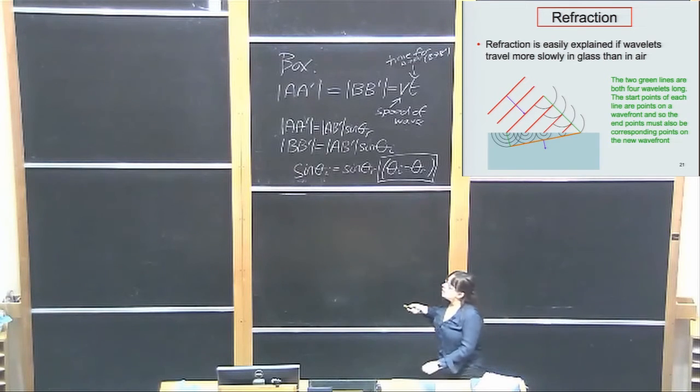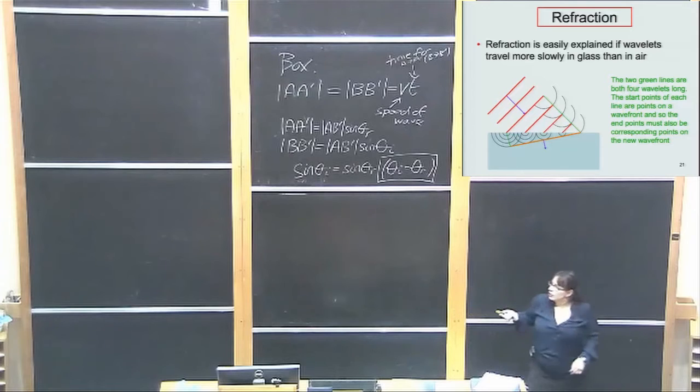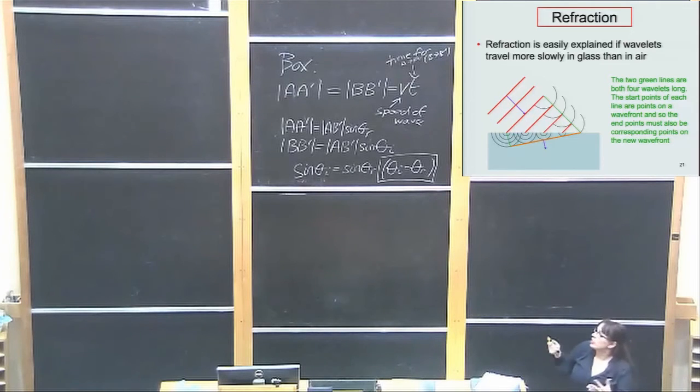glass. Okay? So the key thing to remember is that these green lines that I'm showing here represent the same amount of time, right? So that end of the wavelet gets to there in the same amount of time that that end of the wavefront gets to there. And the different spacing between the wavelets is just indicating how fast the wave can go.